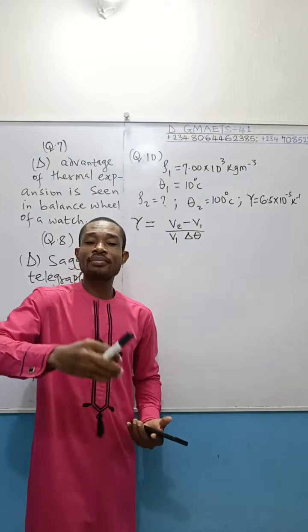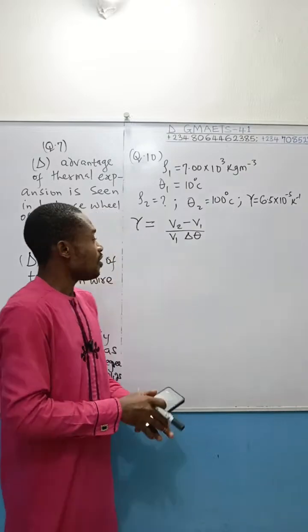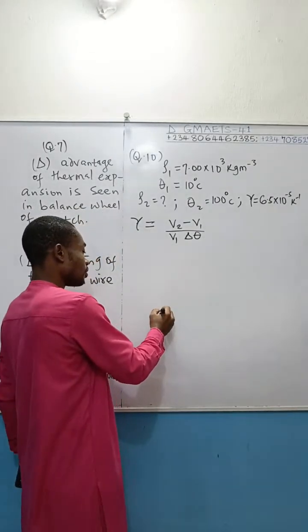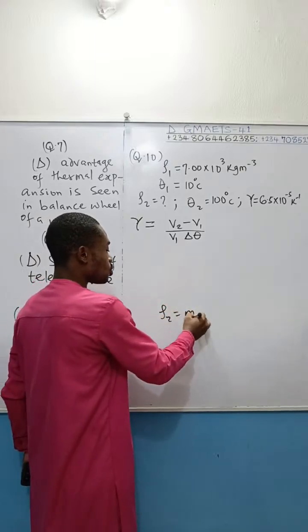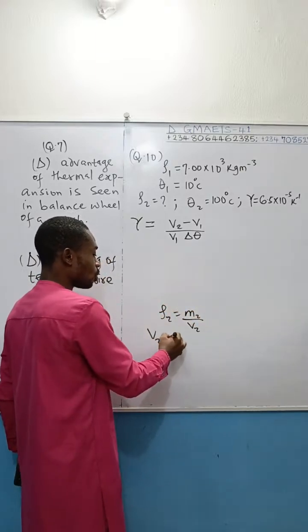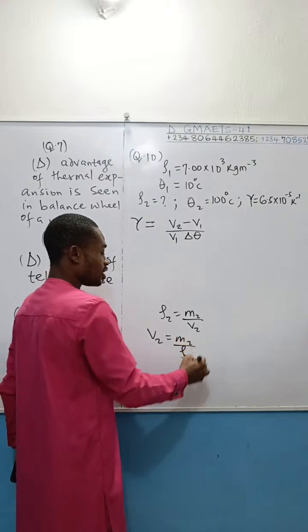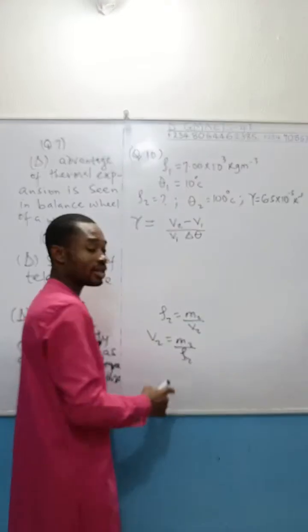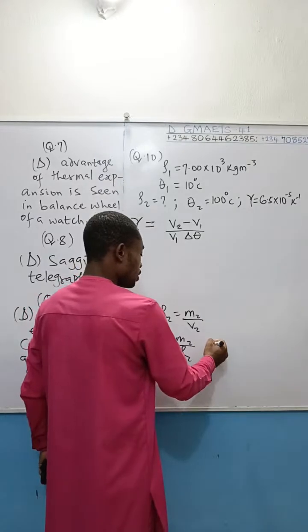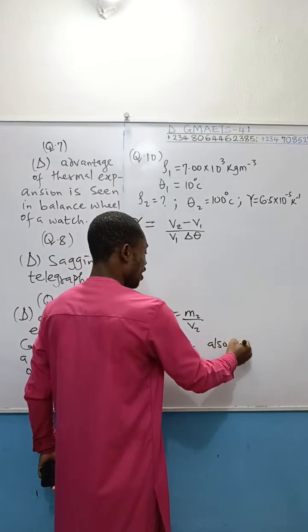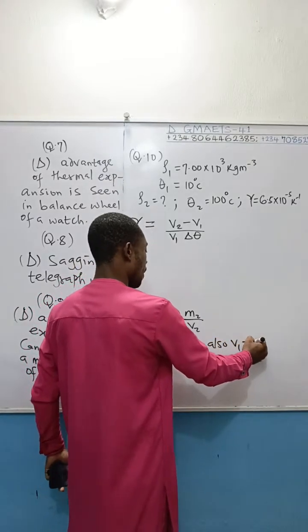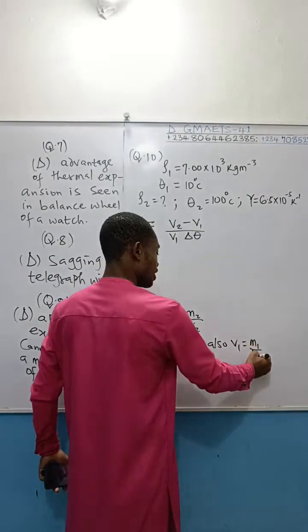So whatever value I'm giving to the mass, if I want to calculate, let me say density 2 is equal to mass 2 divided by volume 2, so that V2 will be equal to mass 2 all over density 2. Then I'll divide the mass by density 2. The same way, similarly, I can write that V1 is equal to mass 1 divided by density 1.